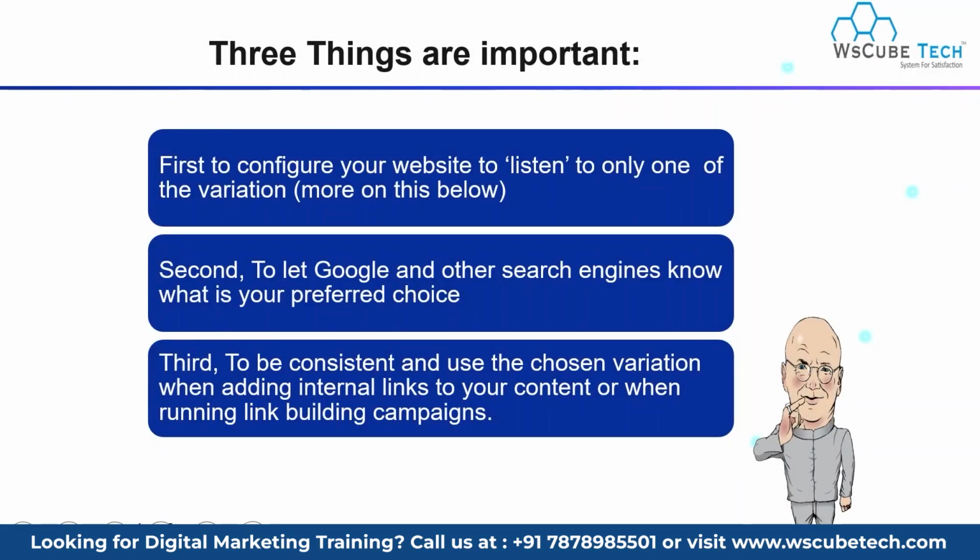Now, these are the three most important things we have to take care of when we are going to set our preferred domain. First is to configure your website to listen to only one of the variations. Second, to let Google and the other search engines know what your preferred choice is. And the third is to be consistent and use the chosen variation when adding internal links to your content or when running a link building campaign.